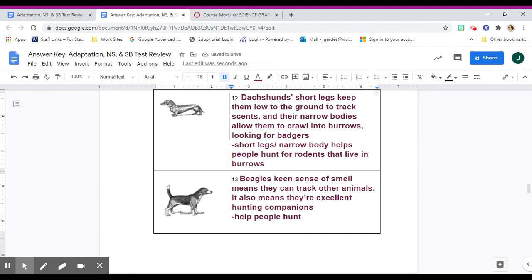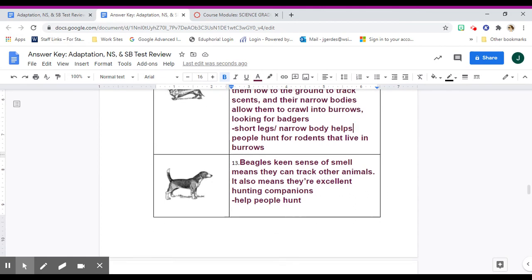Okay, the beagles have a keen sense of smell, means that they can track other animals. So they are a hunting dog also, but they can really smell really well. It also means that they're excellent hunting companions. They often use them to hunt rabbits and different things. You might have seen a movie or something with beagles in London, and that's where I've seen them in video movies or something. So their good smell helps people hunt.